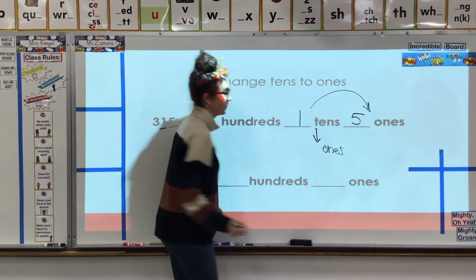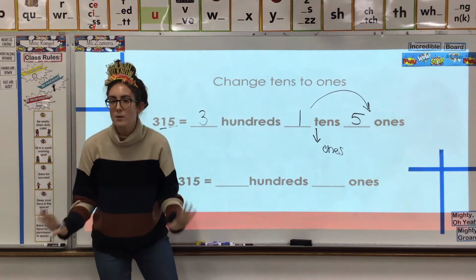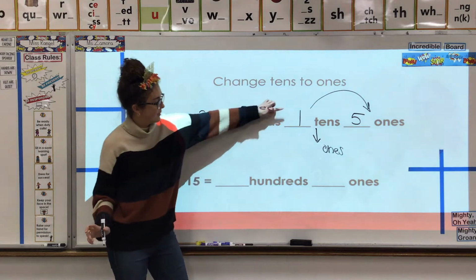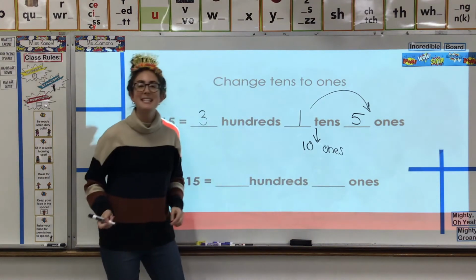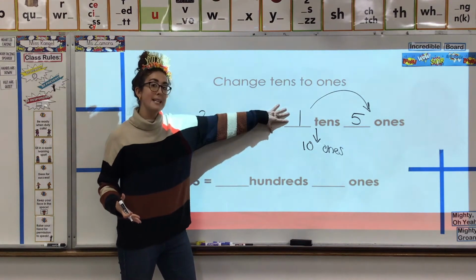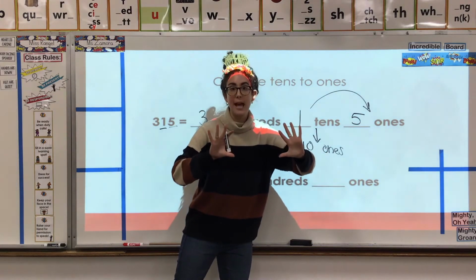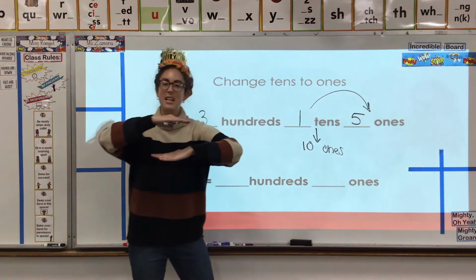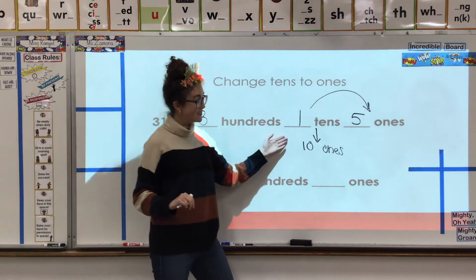But for second grade, we've got to remind ourselves, 1 10 is equal to how many 1s? 1 10 is a group of how many 1s? The same as 10 1s. So if we're going to take this 1 10, we need to change it to an entire group of 10 1s for it to equal the same thing.